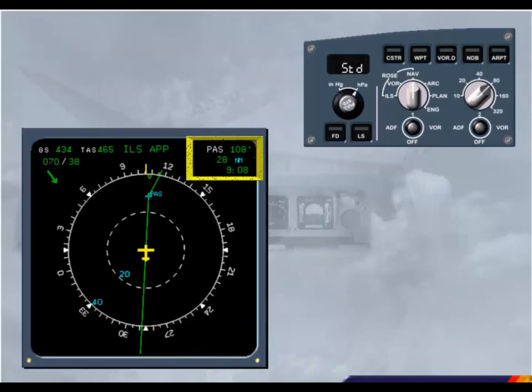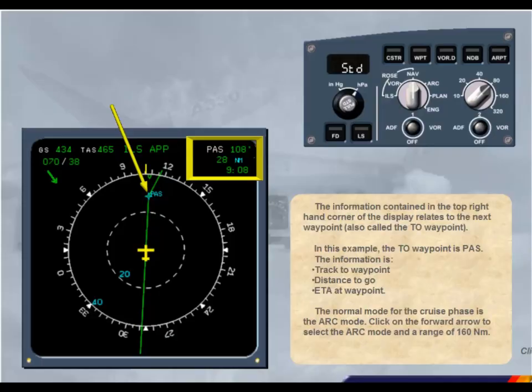The information contained in the top right-hand corner of the display relates to the next waypoint, also called the to waypoint. In this example, the to waypoint is Papa Alpha Sierra. The information is track to waypoint, distance to go, estimated time of arrival at waypoint. The normal mode for the cruise phase is the arc mode. Click on the forward arrow to select the arc mode and a range of 160 nautical miles.